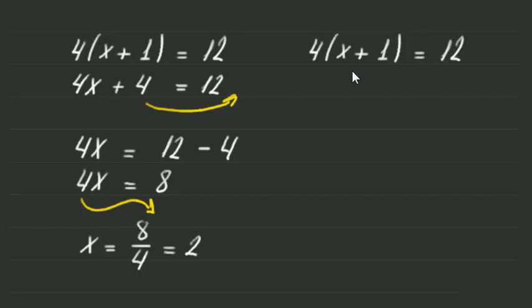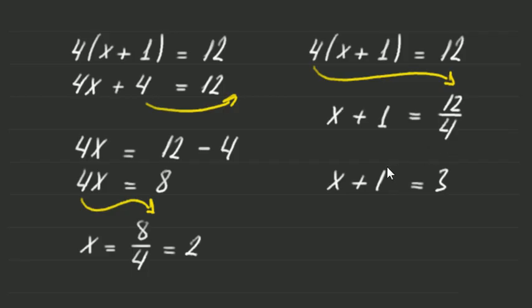Look at another way to solve this equation. We can directly move 4 to the denominator of the right side. It is 12/4. And now move 1 to the right side. And we must change the sign before 1 to minus. And we get the same result.